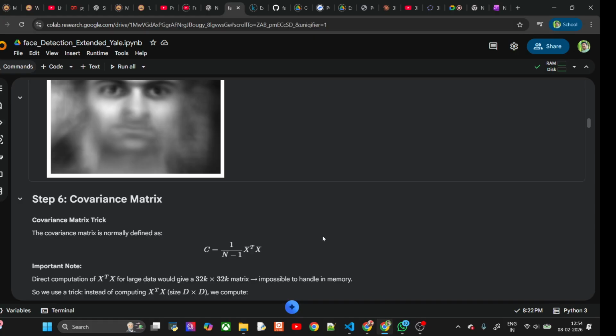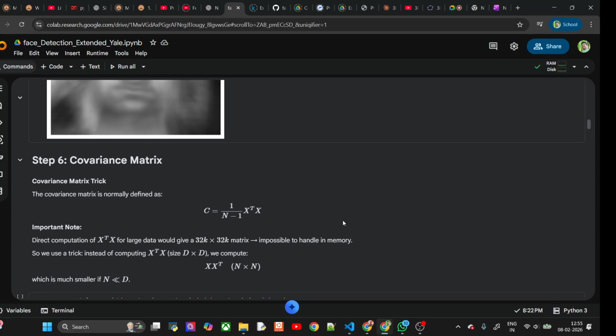Whenever you are solving any kind of question from the exam point of view, use n instead of n minus 1, because sir has given the formula as x into x transpose divided by n.